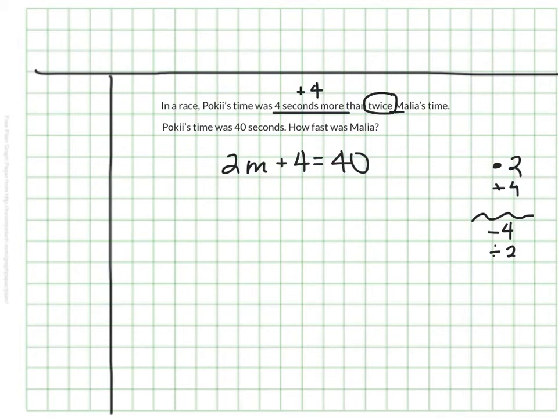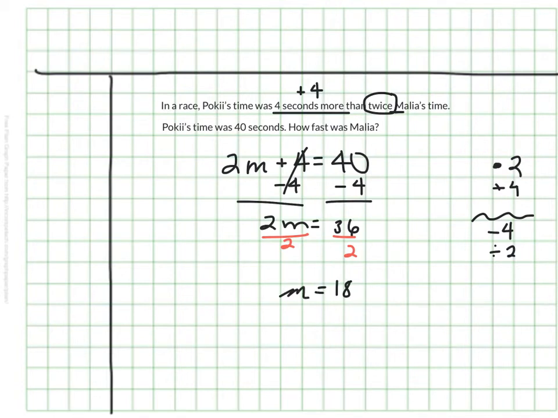So I'm going to go ahead and subtract 4 from 40, which gets me 36. But if I do that on one side, if I want these to stay balanced, stay equal, I have to do that on the other. Of course, those cancel each other out, and I'm left with just 2m. From there, we're going to divide by 2 on both sides, and that would get me 18 and just 1 m. So Malia's time must be 18 seconds.